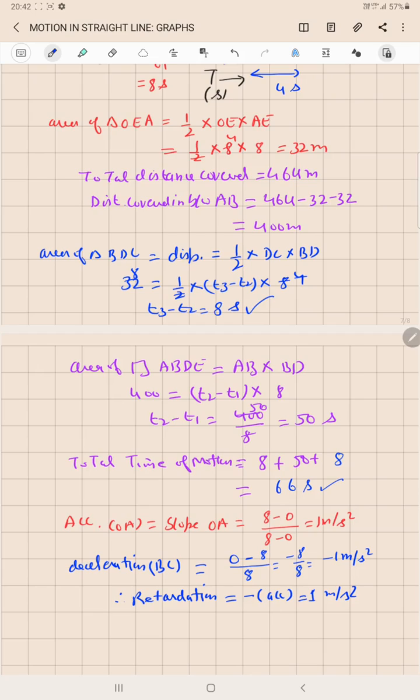So in this way we can solve these questions purely using the graph, with the information that if it is a displacement time graph, slope will give us velocity, we do not find the area. If it is a velocity time graph, we can find the slope which will give us acceleration, and we can find the area which will give us the displacement. If it is an acceleration time graph, we do not find the slope but we find the area which gives us the velocity. Thank you.